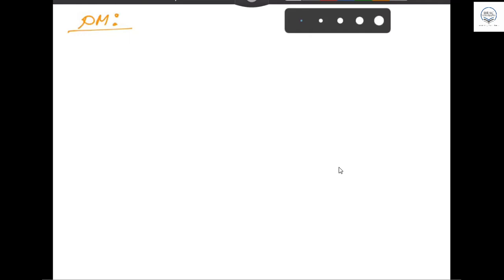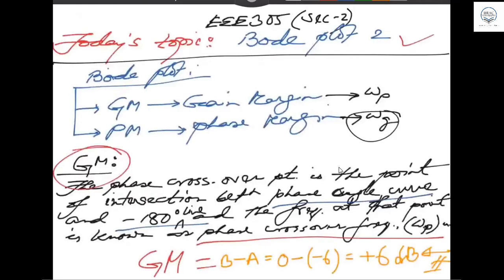And the next one is the phase margin. As I told you, the phase margin we have to find the other way around. It should come from the omega, as I say here, it should come from omega G. Omega G is the gain crossover frequency. So gain crossover frequency will come from the gain crossover point. And what is the gain crossover point?